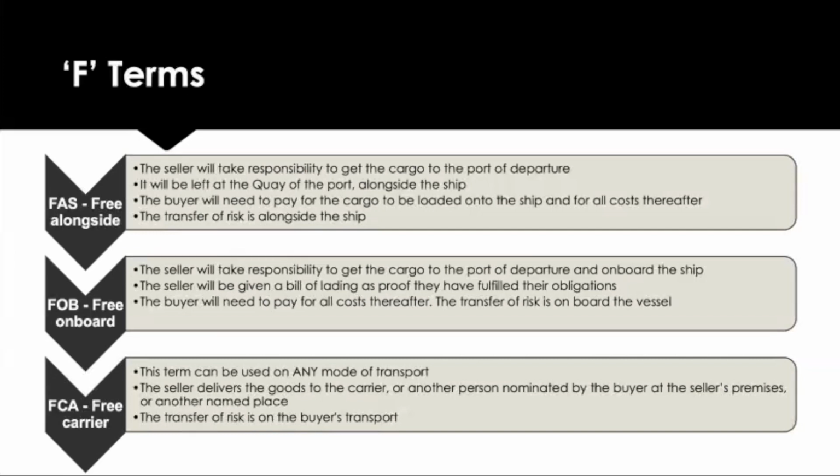Now, FCA is an odd one. This is called Free Carrier. The term can be used on any mode of transport, and the seller delivers the goods to the carrier or whatever's been nominated by the buyer. And at that point, the transfer of risk is on the buyer's transport.